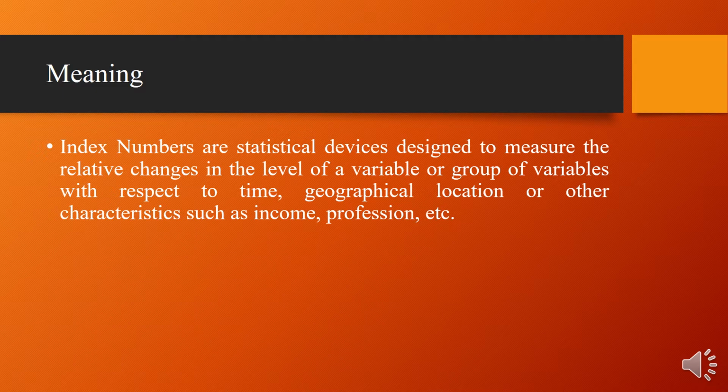The level of a variable means the price of a particular commodity. So an index number is a statistical device which is used to measure the relative changes in the price of, say for example, a commodity, either furniture, or say prices of land, etc. So this is called an index number.